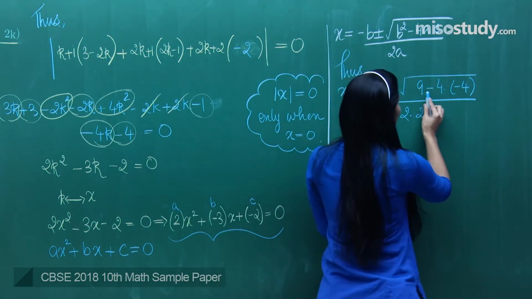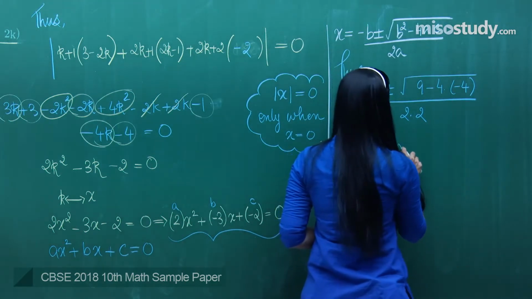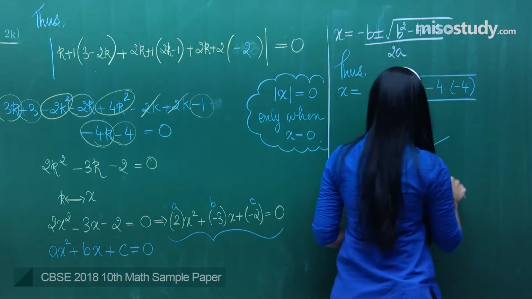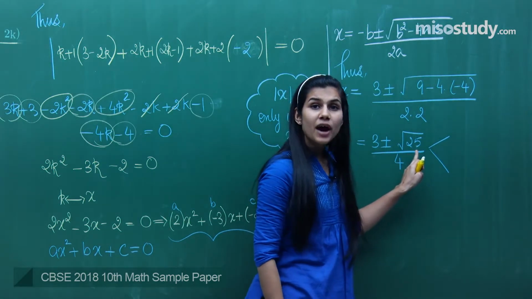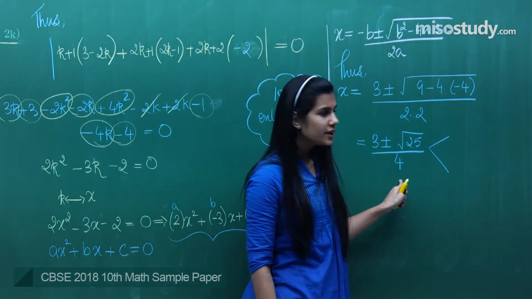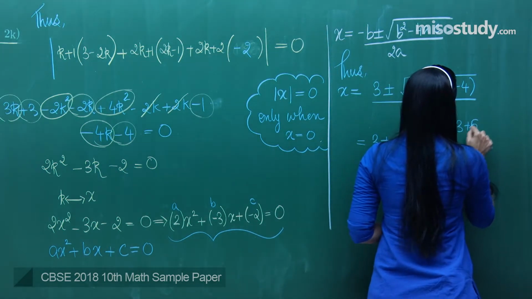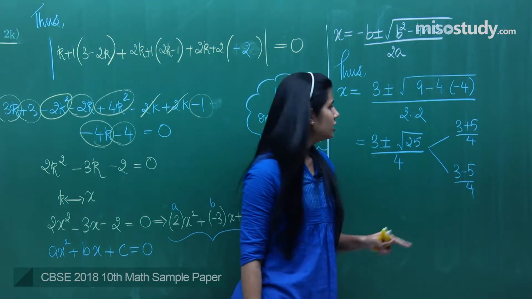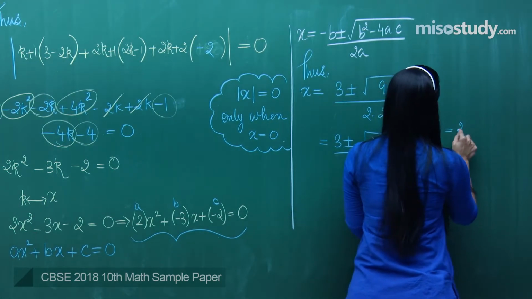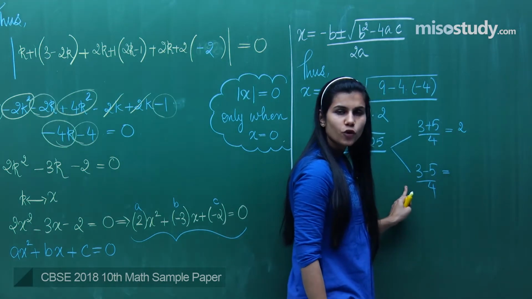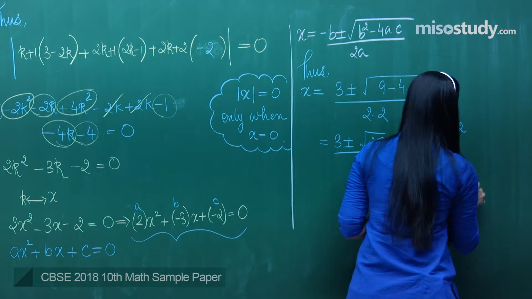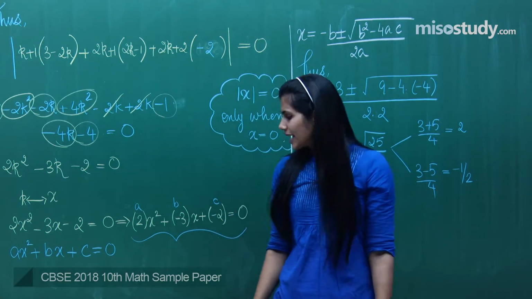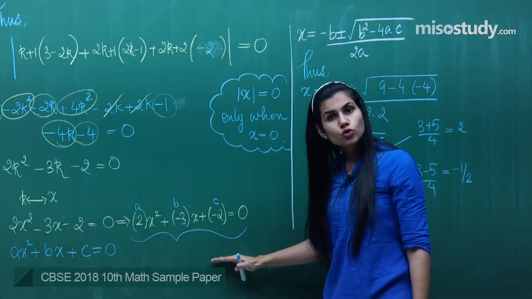3 plus minus root of 9 plus 16. 9 plus 16 gives you 25, whole upon 4, which gives you what? Now this gives you 3 plus minus 5 upon 4. Root 25 is 5. So you get 3 plus 5 upon 4 and 3 minus 5 upon 4. 3 plus 5 upon 4 gives you 8 upon 4, which is 2. 3 minus 5 upon 4 gives you minus 2 upon 4, which is minus 1 by 2. That means those values of x which satisfy this quadratic equation are 2 and minus 1 by 2.